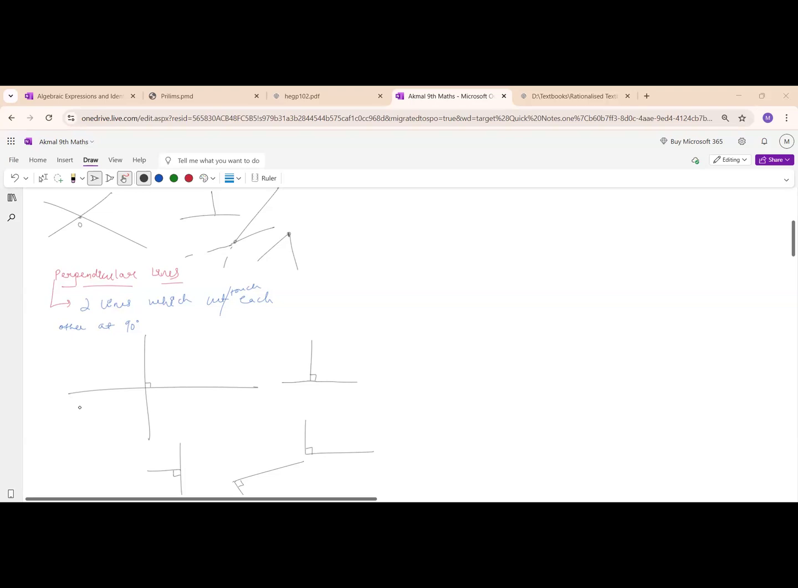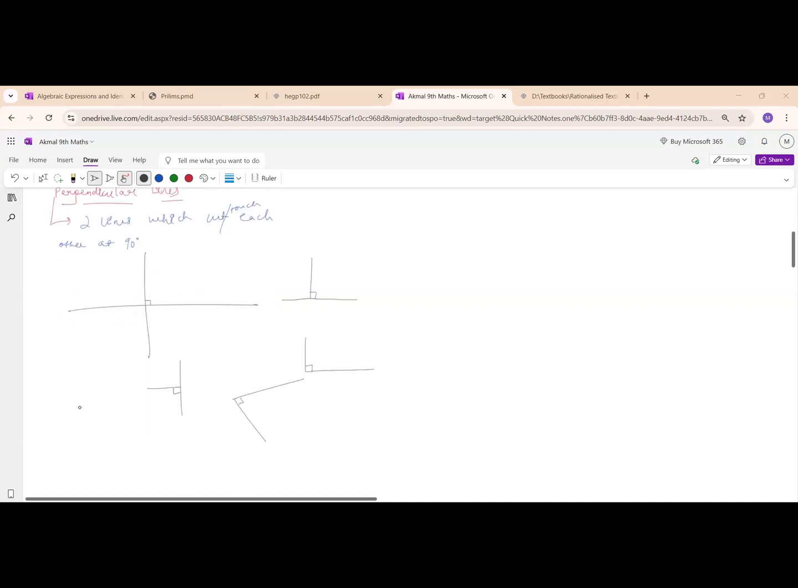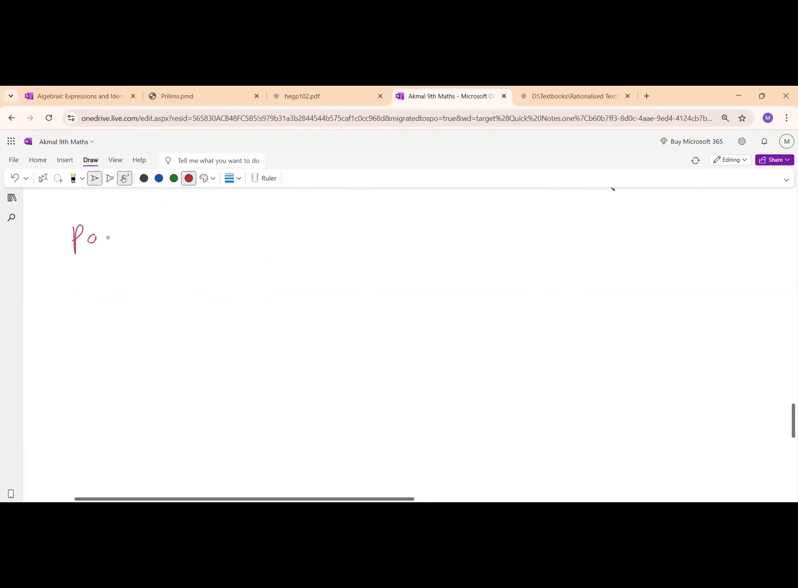Okay, Akmal. Now, moving on to the second type of lines, that is parallel lines. Lines can be either intersecting or they can be parallel. I'll tell you how. Parallel lines.